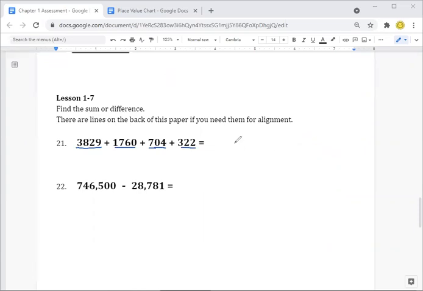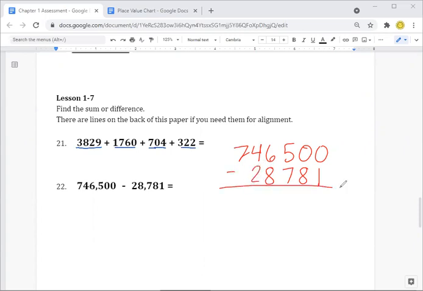Let me write that number again. 746,000, only 500. I only need 2 zeros on the back. And then work backwards, get that digits in the right position. Very good. All right, same routine. I'm going to have to go and regroup in order to make this happen. So let's go grab some value from that 5. Pull it down the line. Pull it down the line. Now I can perform the subtraction.